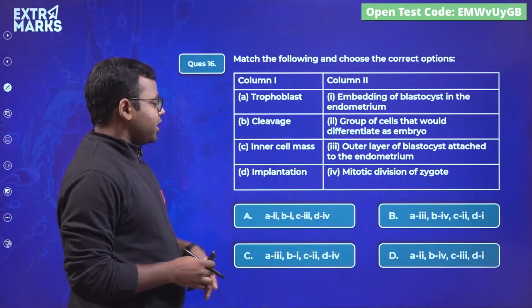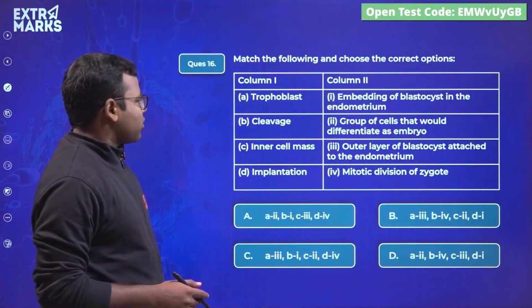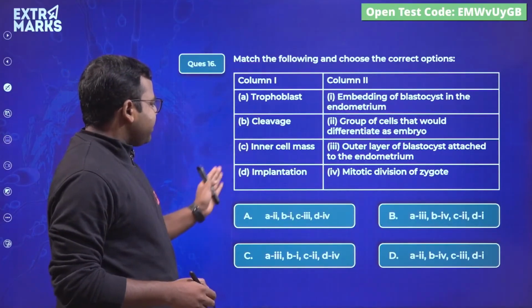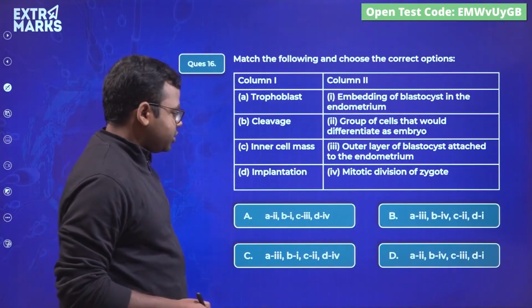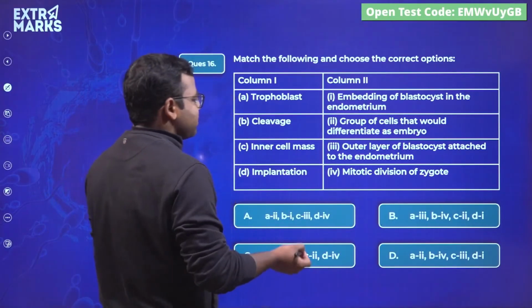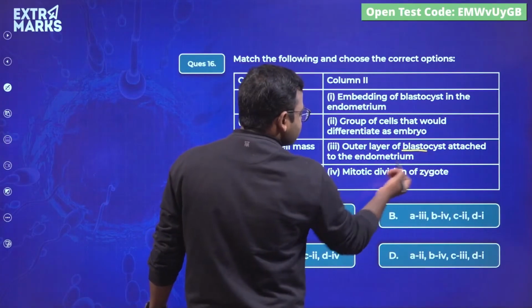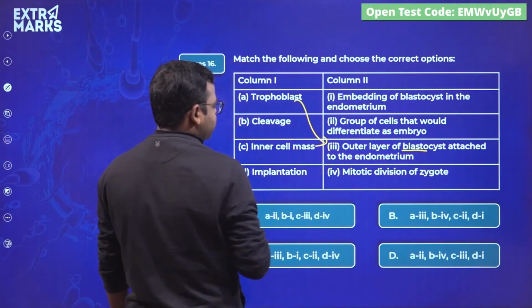Moving ahead with this topic, fertilization and implantation. Again, you can see a matching kind of question is there. So it's again a direct question: trophoblast, cleavage, inner cell mass and implantation. Trophoblast is the outer layer of the blastocyst attached to the endometrium. So this will go with 3.